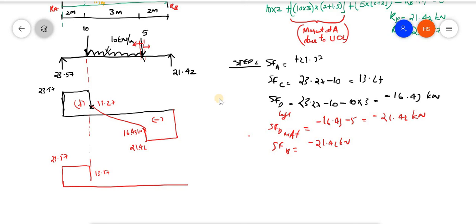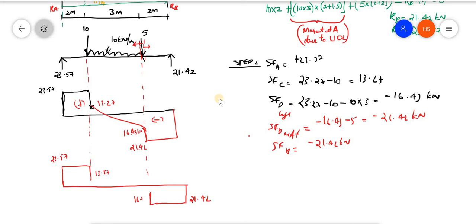Now again, you can draw from this side also. This side it is upward, which means it should be down. Okay, that is 21.42. Again that is constant up to which point? This point. It is constant, so it will be constant up to here. Again a 5 kilonewton is acting. That 5 kilonewton is in the downward direction. Therefore 21.42 minus 21.42 plus 5, that is 16.